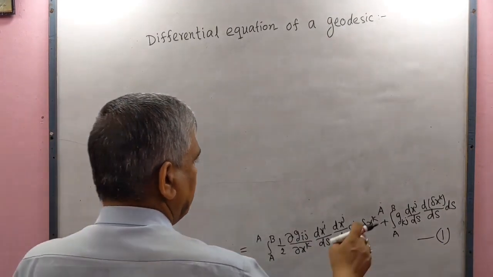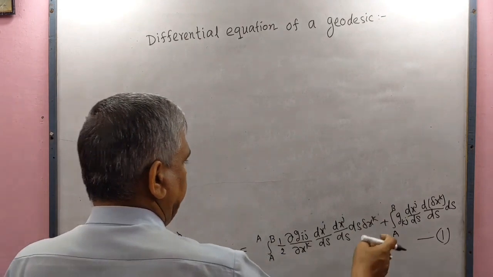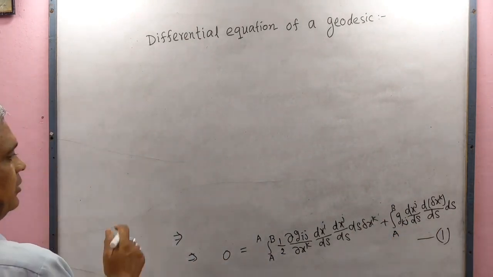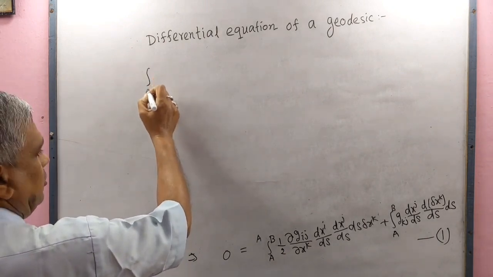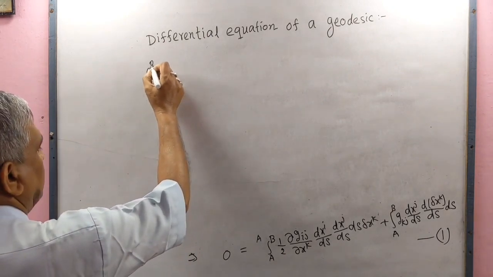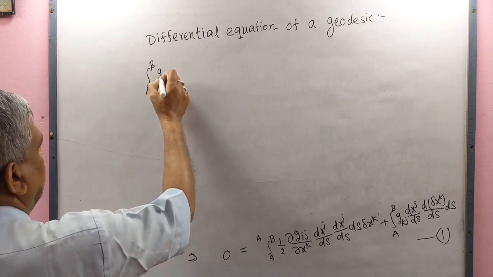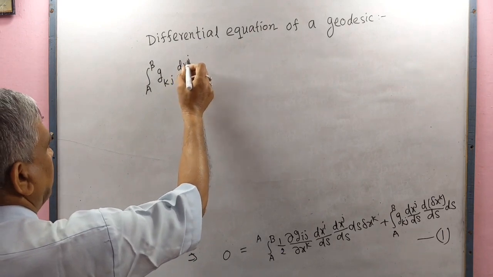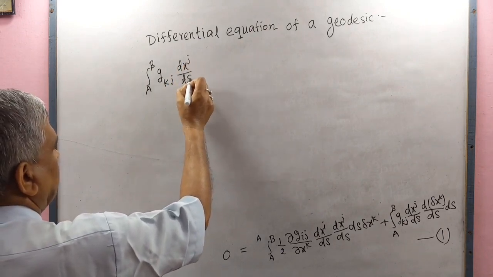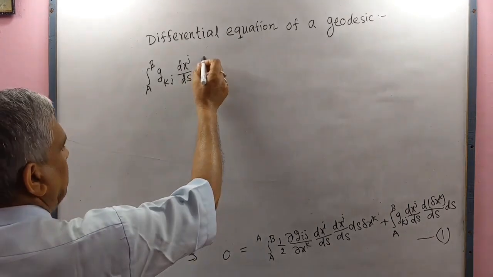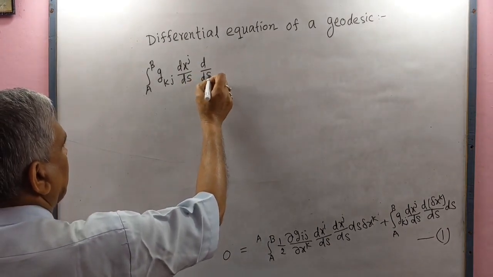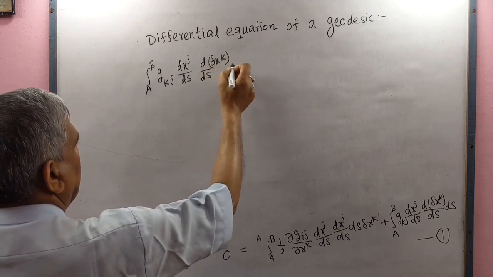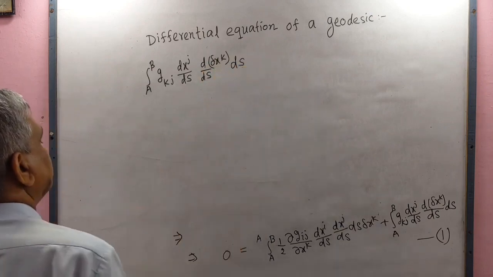Now we take the second term of equation 1, A to B gkj dxj by ds d by ds del xk ds.